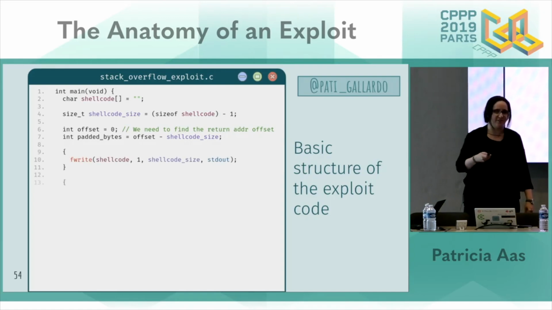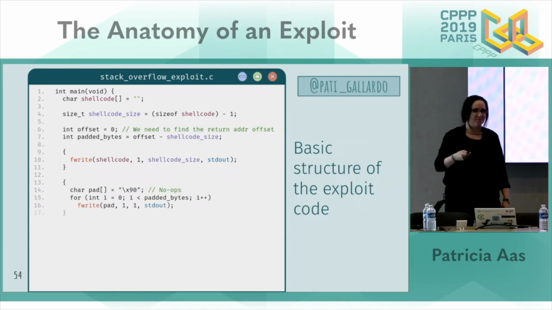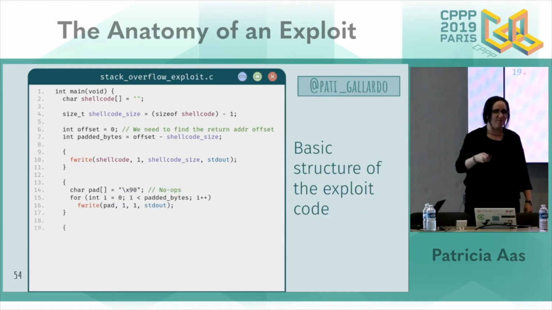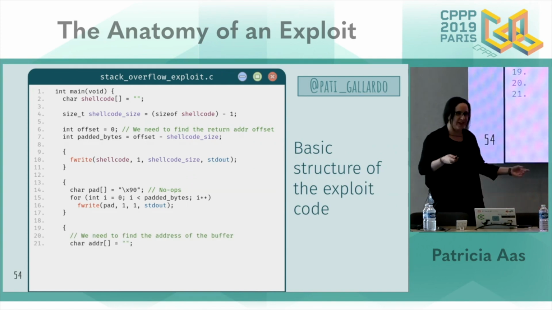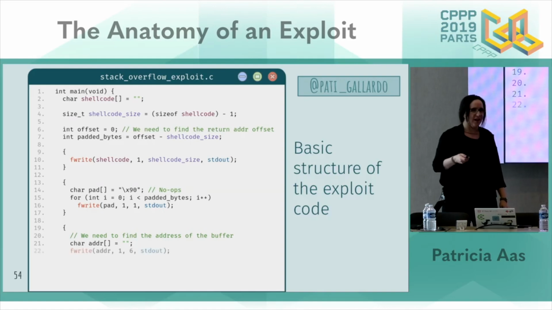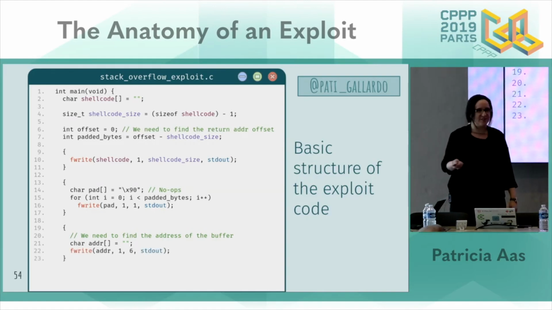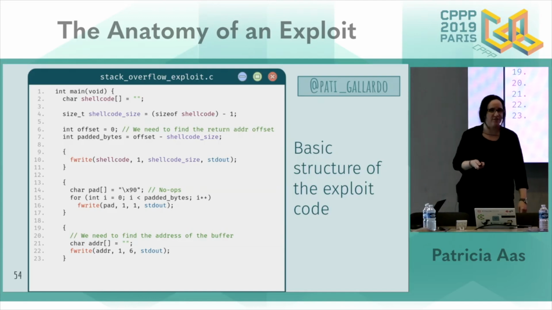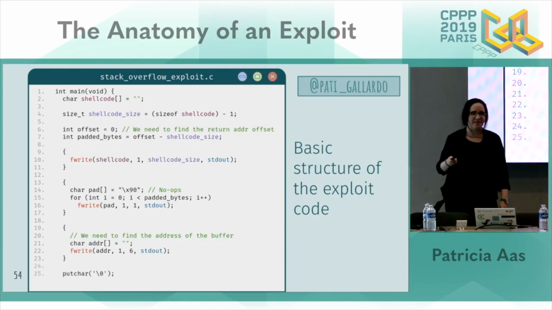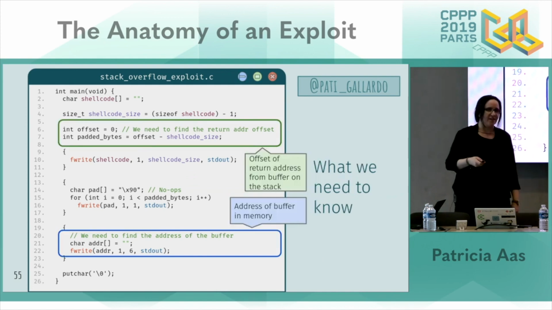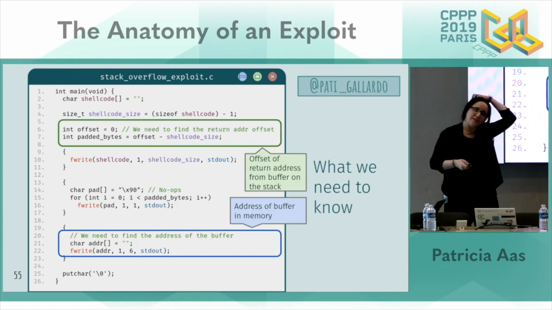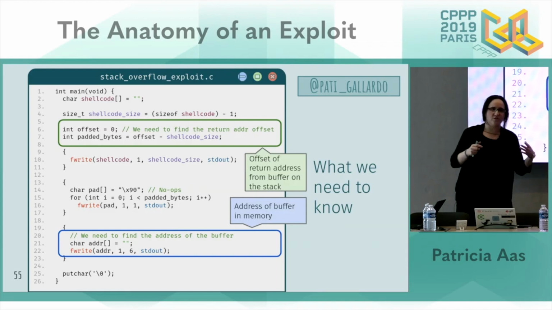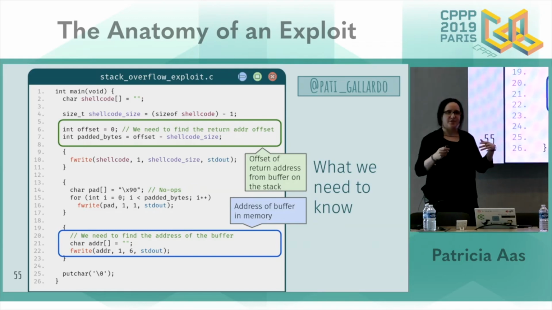This is really fancy C code here, made to look simple on a slide. We write out the no-ops in between, and then we have to figure out the address we want to write, because the address should be the beginning of the shellcode. Then we write all of this out to standard out, which is to do the fancy piping thing that we did before. The important parts are that we need to know the offset of the return address from the beginning of this buffer on the stack. We also need to know the address of the buffer in memory.